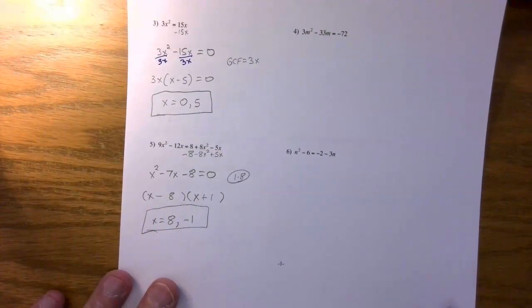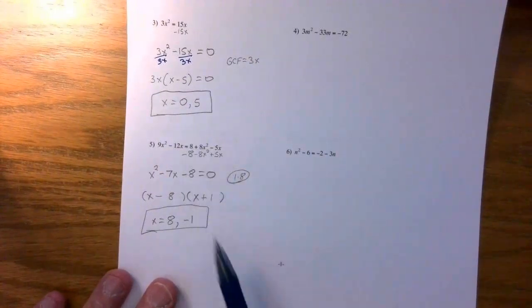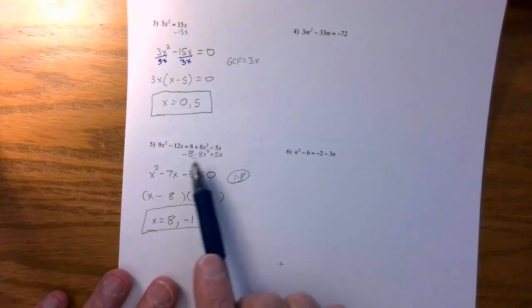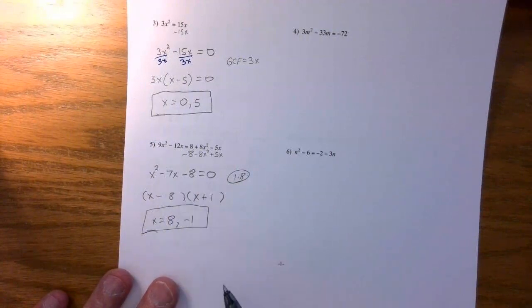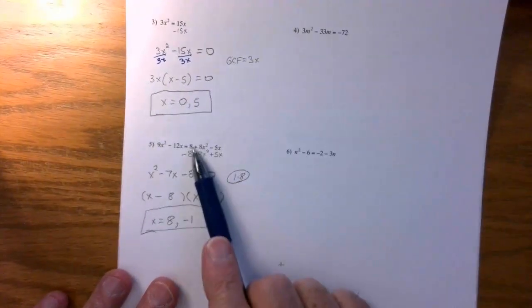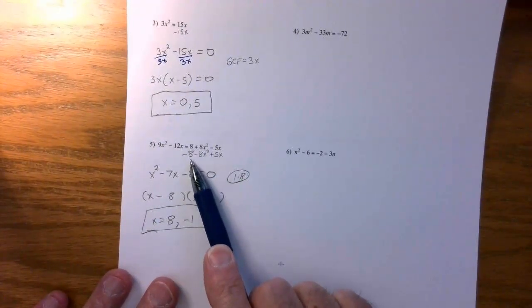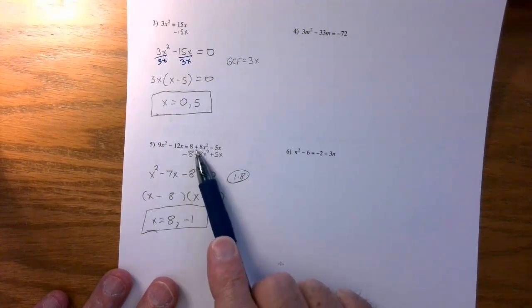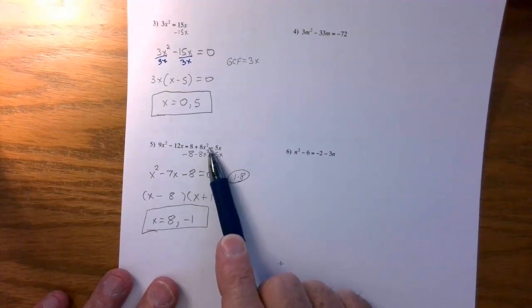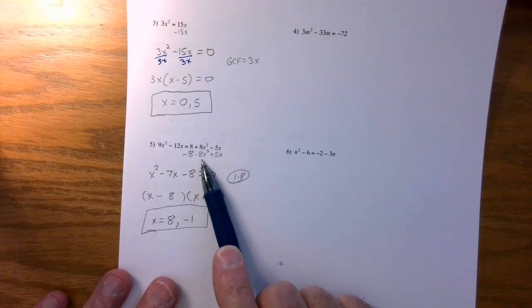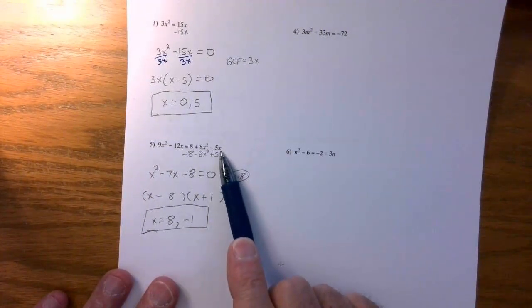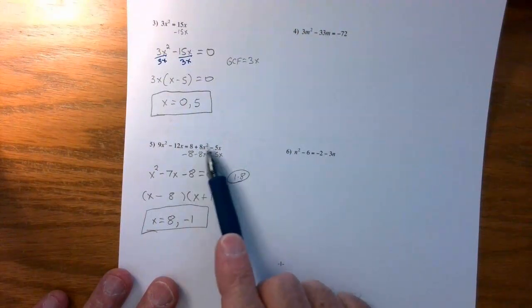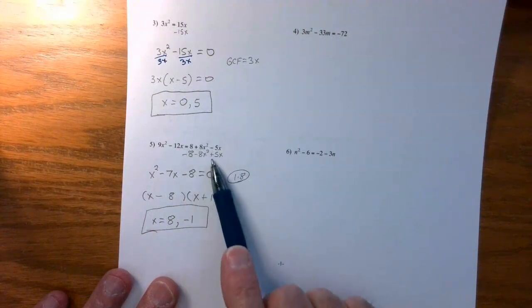All right, number 5. Again, we have to get it in standard form first. So I just take the right side and bring everything over to the left side. This says 8, so subtract 8. This says plus 8x squared, so subtract 8x squared. This says minus 5x, so add 5x to it. So when I do that, this side becomes 0.